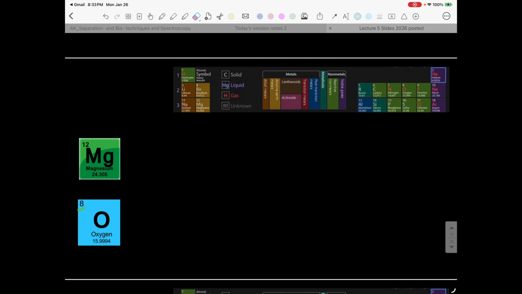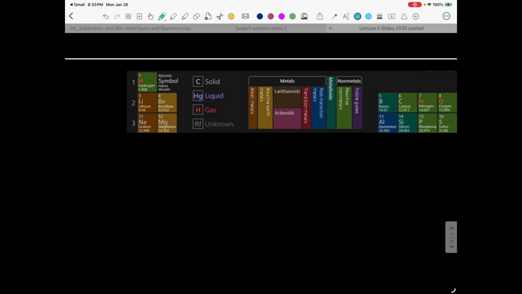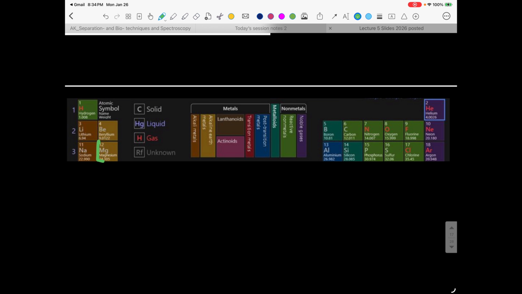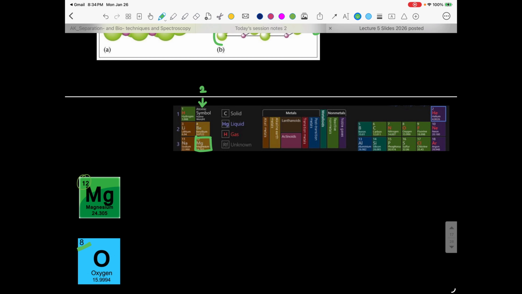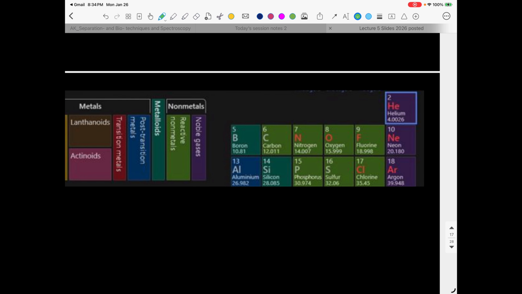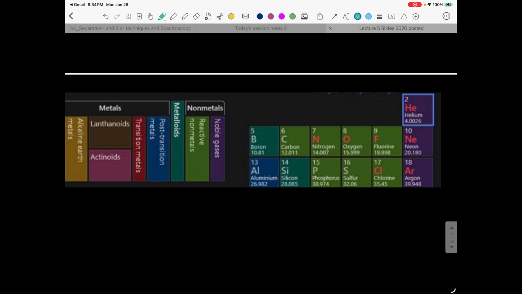So let's look at another example. This time we will look at a metal like magnesium, which has an atomic number of 12. So let's find magnesium on the periodic table. You can see I have magnesium right here. This is column number 2, so the number of valence electrons will be 2. And the other one we have here is oxygen with an atomic number of 8. If you look at this one, oxygen is right here. And the group number here will be 6.